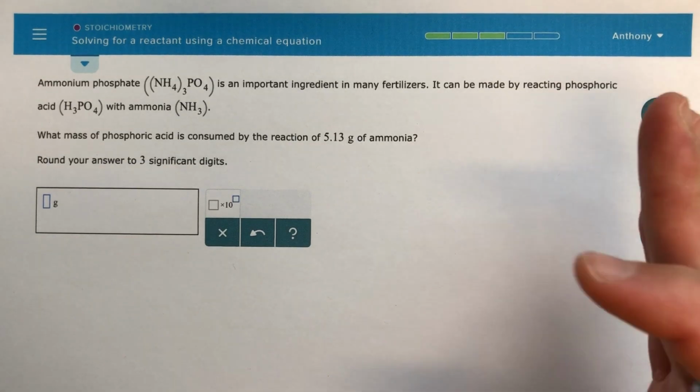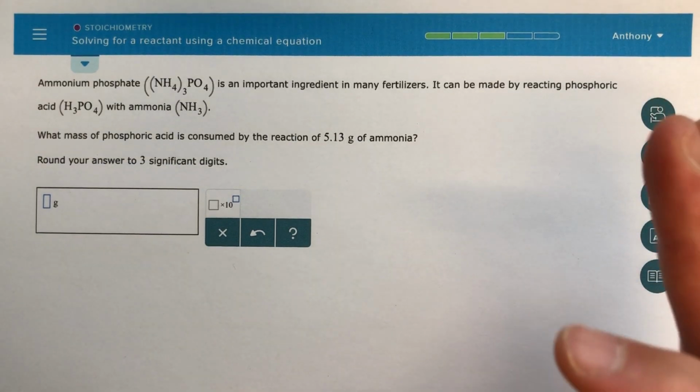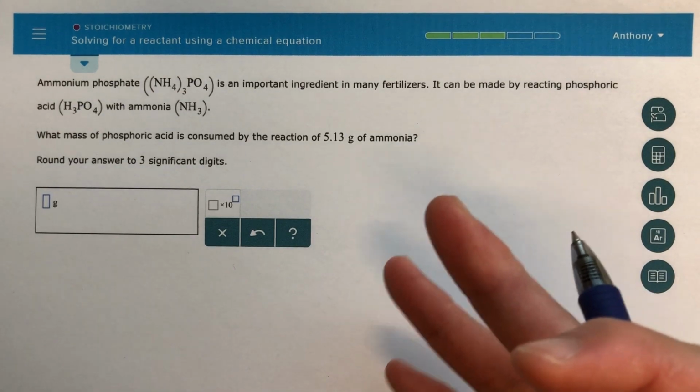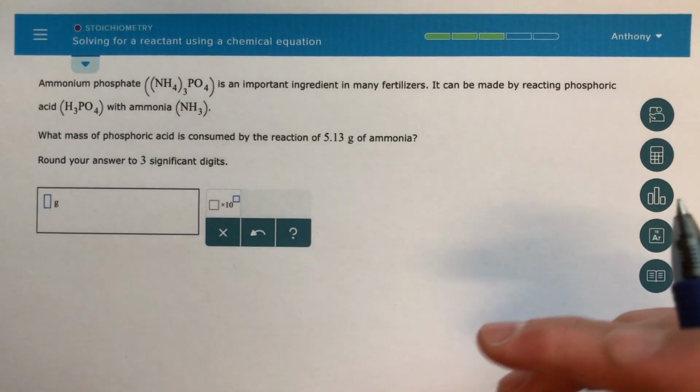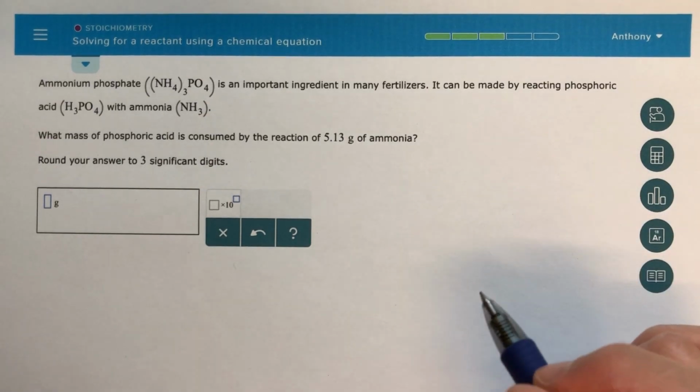This is a very fundamental type of question that you really do need to understand and do if you're going to be successful in chemistry. So very important. All right, let's go and get started.